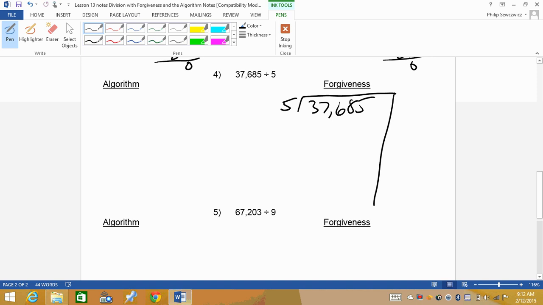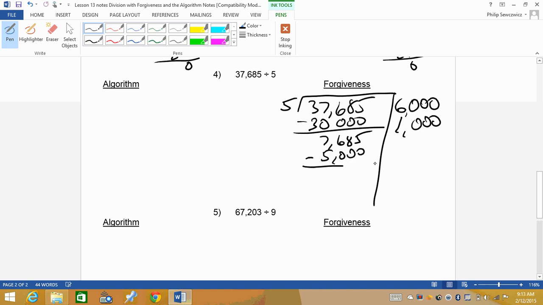So when we look at this, you might say, oh, 6. I'm going to use the 6 there. Let's go 6,000. All right, because 5 times 6 is 30, and I got tens, hundreds, thousands still. Tens, hundreds, thousands. So I get 7,685. And let's see, now that goes, you know what? Hey, that's 1,000, right? Because I'm going to use 5 times 1,000. That's 5,000.